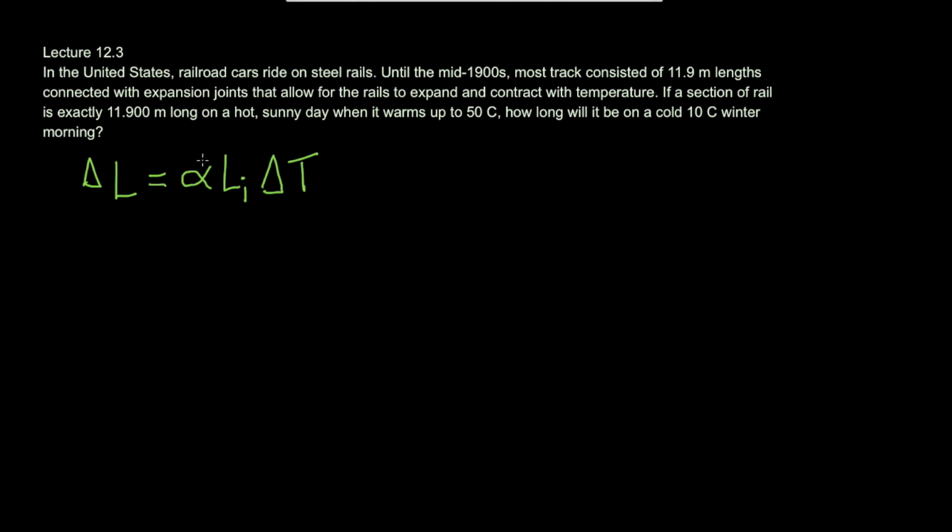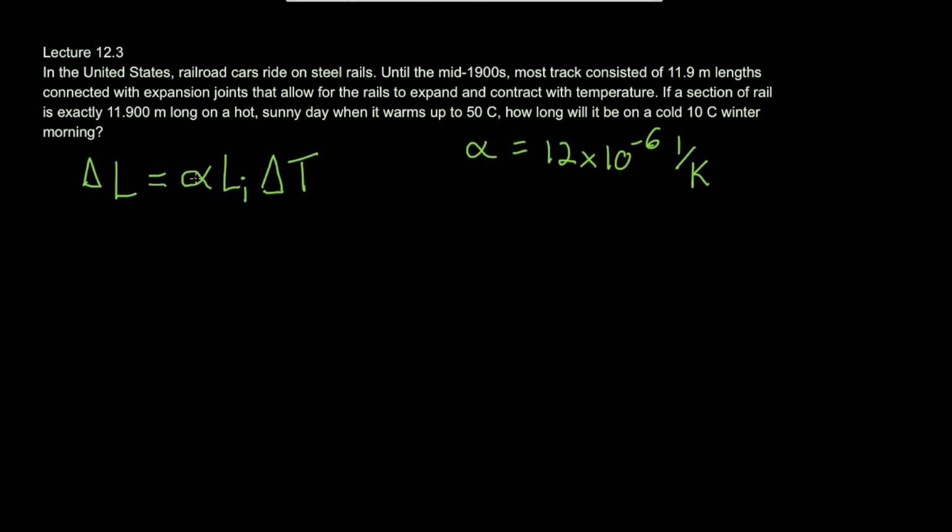So if you notice, the first thing we need to know is this alpha right here, which is the coefficient of linear expansion. And if you go over to table 12.3 in your book, you can find that alpha is going to be equal to 12 times 10 to the negative 6 times 1 over Kelvin.